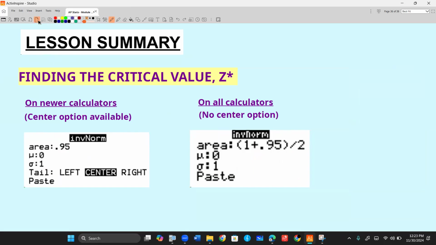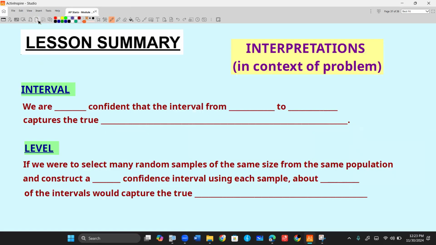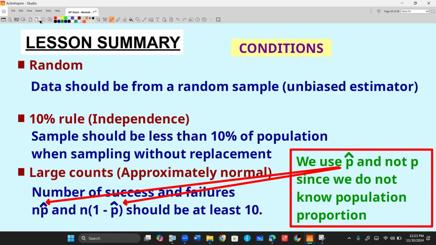It always does left. Finally, your interpretations from our last video, we are blank percent confident that the interval from this to this captures the true parameter in context. And then the level, if you were to do many of these intervals, about 95% of them would capture the true parameter in context. And finally, to summarize it up, we always want to make sure we're checking out the conditions. Random sample, 10% rule, and our large count should be at least 10.